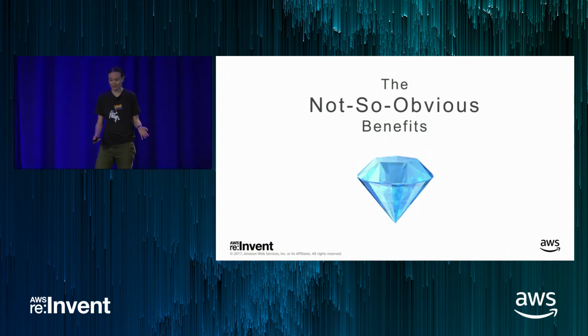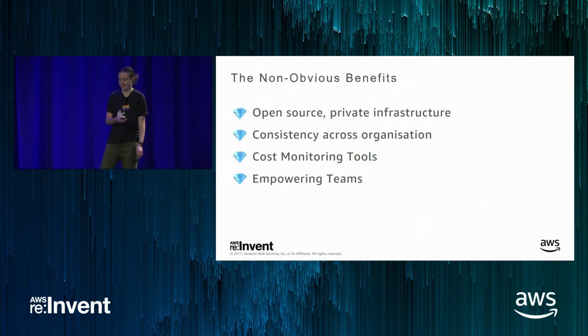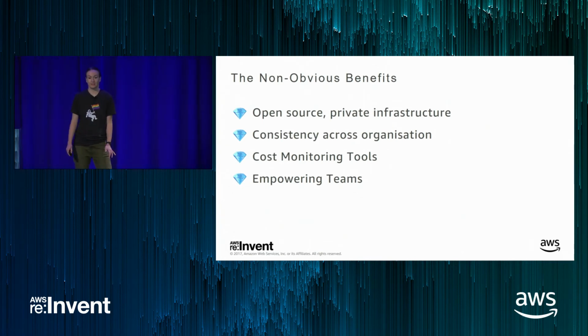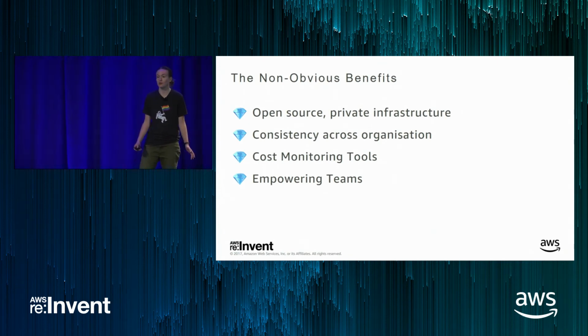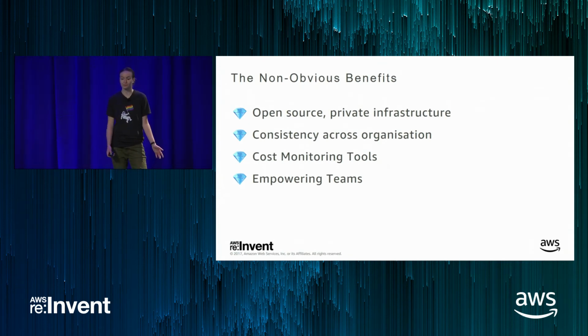But like I said, you've probably heard about the obvious benefits a lot throughout this week. So I want to share some of the non-obvious things that I found: open source private infrastructure, consistency across the organization, cost monitoring tools that we built, and finally, and most importantly, empowering teams. I'm going to go into each of these in more detail in a second.